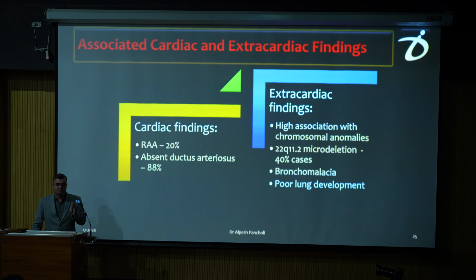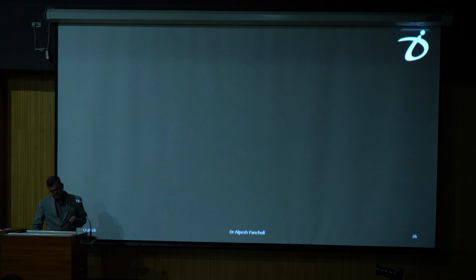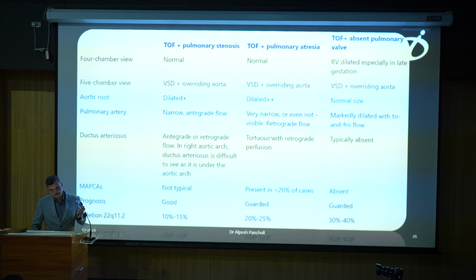Because of the dilated pulmonary artery, it will put pressure on the trachea and bronchus. That will lead to bronchomalacia, and because of increased flow into the lungs, that will also lead to poor lung development, and these are life-threatening conditions. So these are the differentiating features between TOF with stenosis, TOF with atresia, and TOF with absent pulmonary valve.